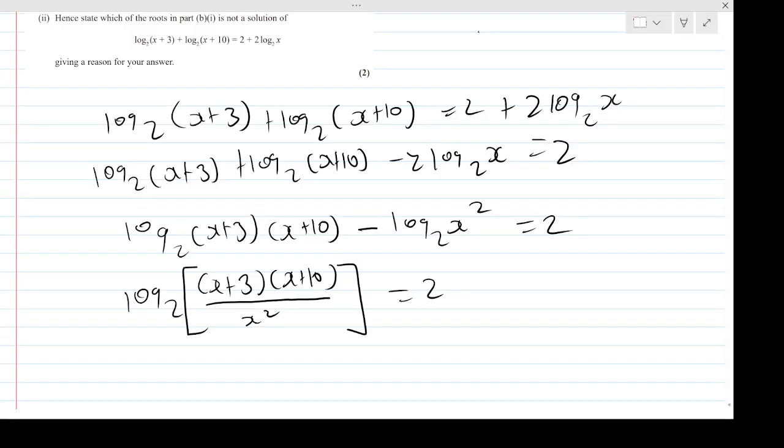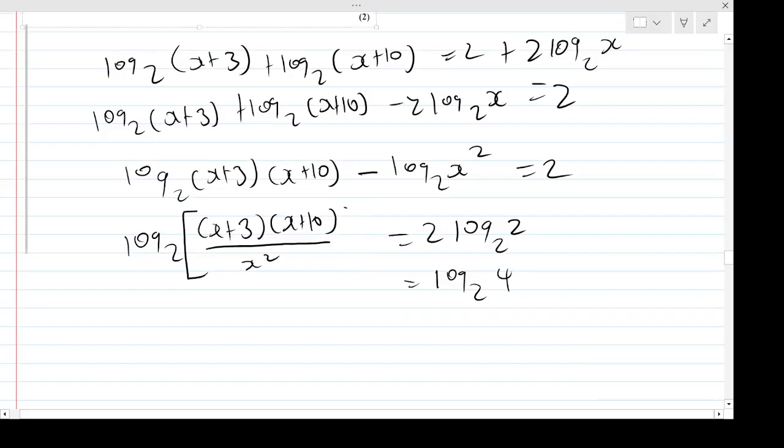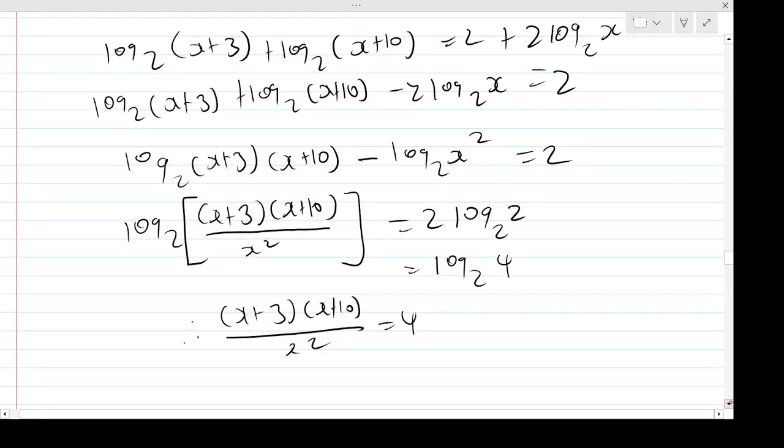if you're not able to recognise that, what you can say is, I need to make the right side a log as well. So then I can say it's log 2 of 2 squared, because that would get me 1, right? So I'm just timesing by 1 effectively. So then I can bring the 2 inside this log to get log 2 of 2 squared. Well, that's 4, right? Now both sides are the same, so what's inside the logs are the same. Therefore, (x + 3)(x + 10) divided by x squared equals 4, right?